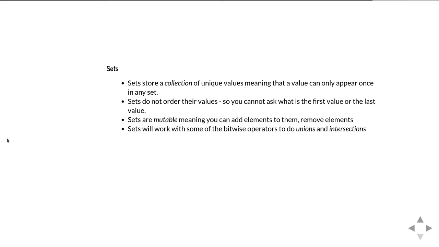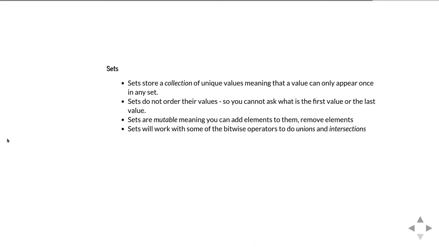The final one I want to include in here is the concept of the set. This again is used to store a collection of values, but this time they're unique values, meaning that a value only appears in a set once. Here you want to think back to probably primary school maths and Venn diagrams. Sets don't order their values. You can't say what's the first value in a set, what's the second value, what's the third value. However, they are mutable, meaning you can add elements and remove elements from sets. And you can also ask whether a certain value is inside a set.